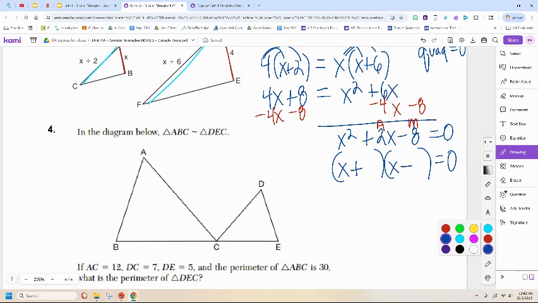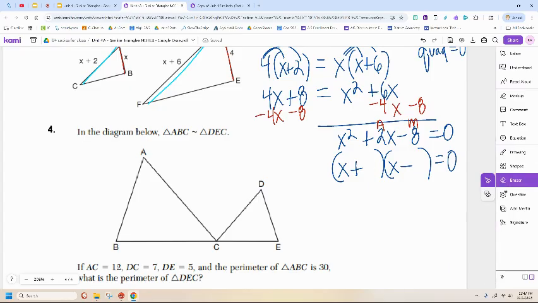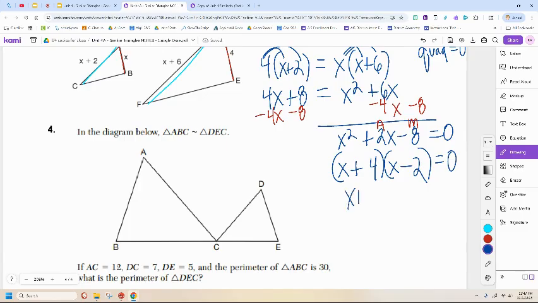We want 4 and 2. But we want positive 2 in the end. So if I put the 2 here and the 4 here, that doesn't work, does it? So I'm going to switch them. Do you guys remember? Hope I'm not speaking down to you. I'm just trying to help everybody remember. So positive 4, negative 2. We good so far? Now we separate. x plus 4 equals 0. x minus 2 equals 0.